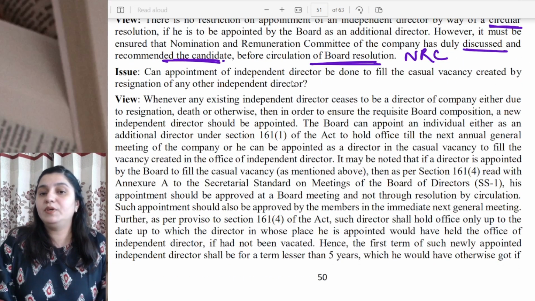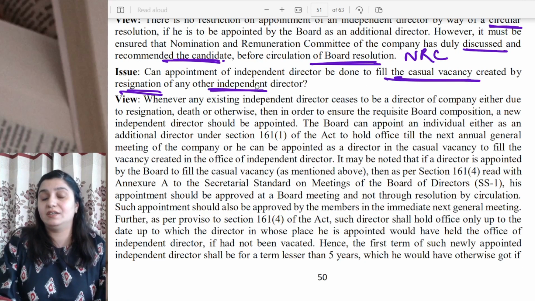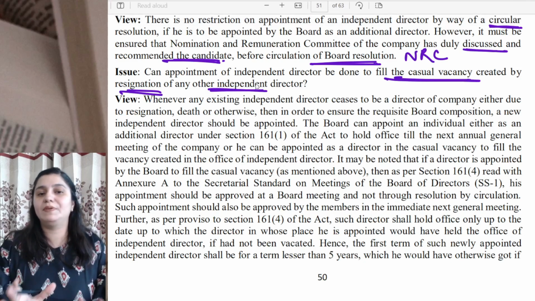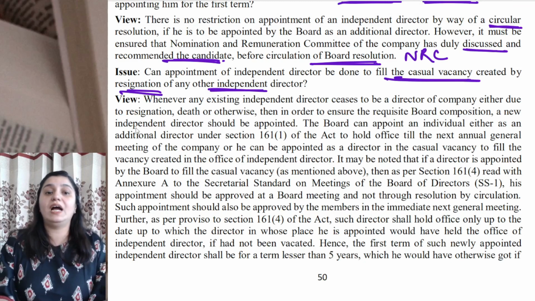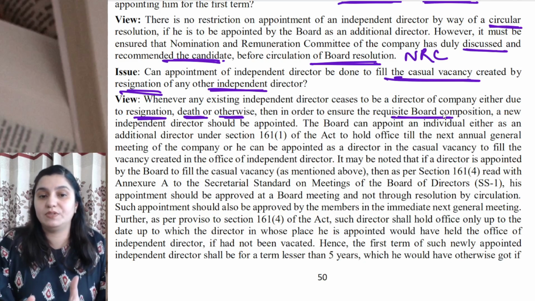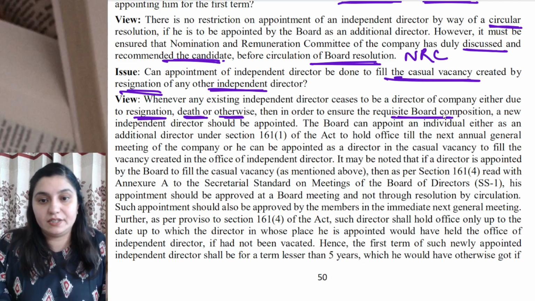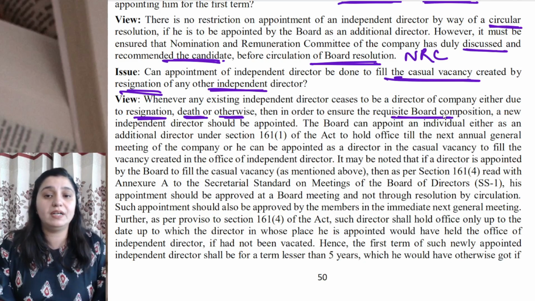Then, can appointment of an independent director be done to fill the casual vacancy which is created by the resignation of any other independent director? So what happens whenever any existing independent director ceases to be a director of the company, either due to resignation, death or otherwise, then in order to ensure the requisite board composition, a new independent director should be appointed because you need to fill it. वहां पे वो position खाली हो जाती है, उसे भरना जरूरी है.